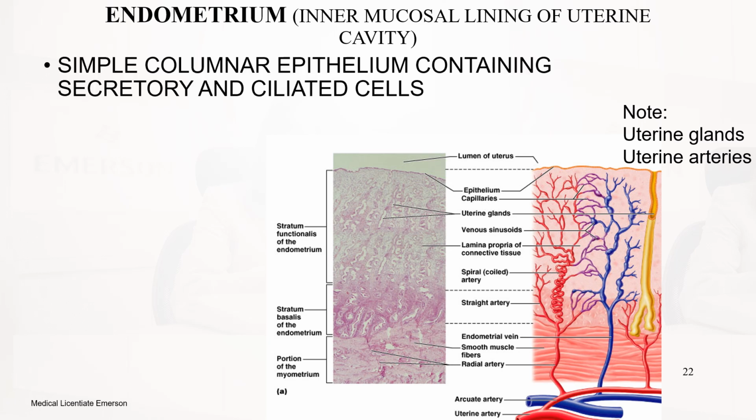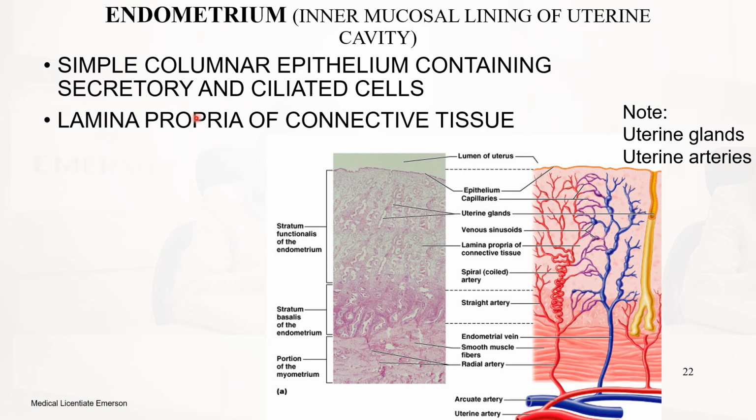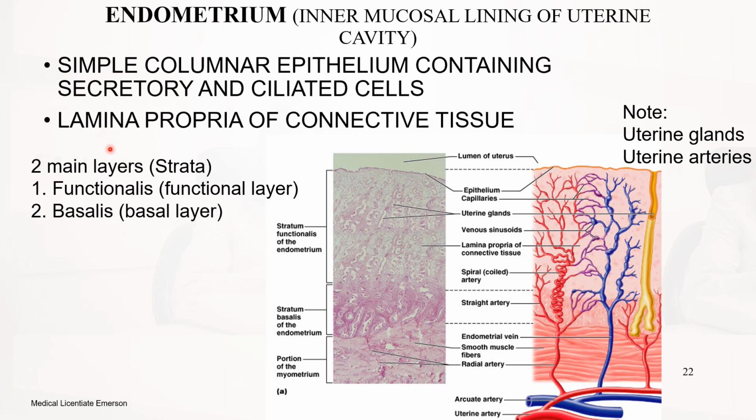So let's now look at the endometrium. So endometrium, which is the inner mucosa lining of the uterine cavity, is a simple columnar epithelium containing secretory and ciliated cells. Then it also has a lamina propria of connective tissue. Then the endometrium has two main layers or strata. Number one, we have the functionalis layer or the functional layer. Then it has the basalis layer or the basal layer.